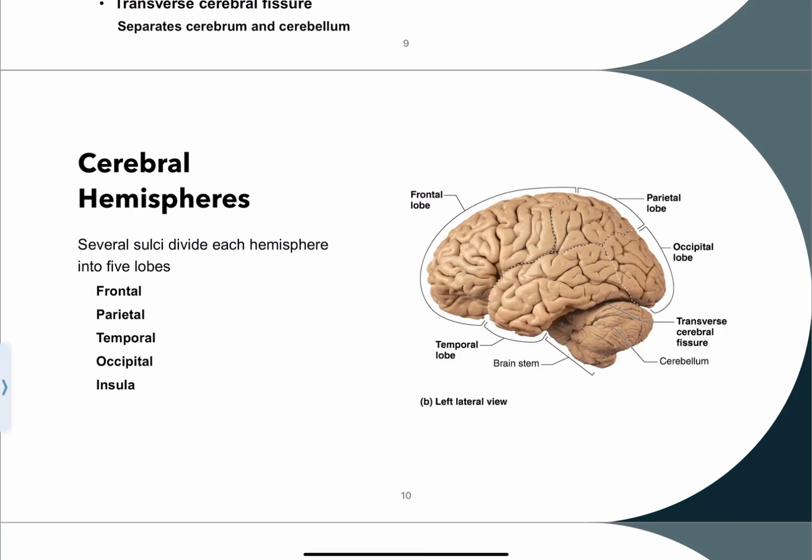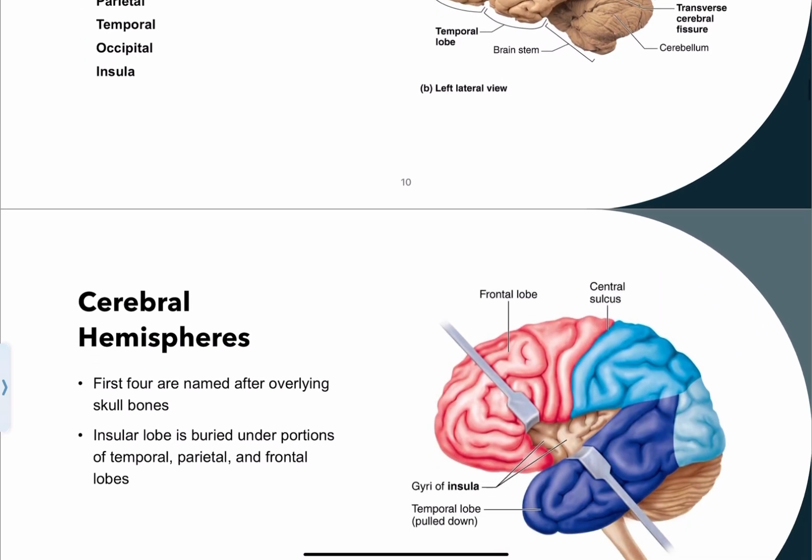We do have a 5th lobe that you cannot see just from the exterior, and this is the insula. And the insula is deep to the temporal, parietal, and frontal lobes. You can't see it on the models in lab because it does lie deep, but you should be aware that there is a 5th lobe that you cannot see.